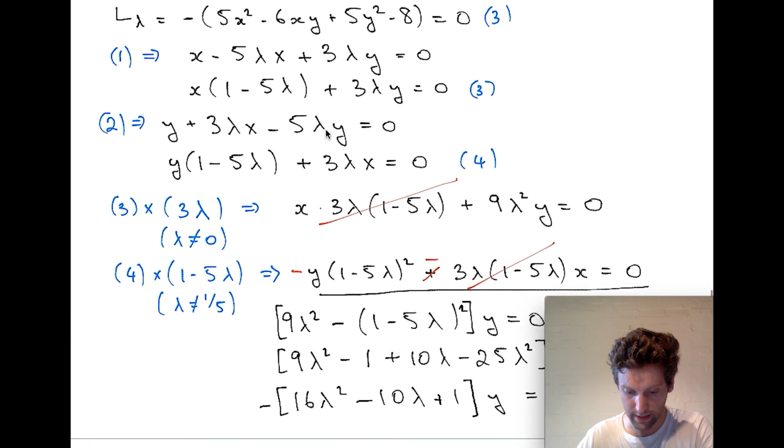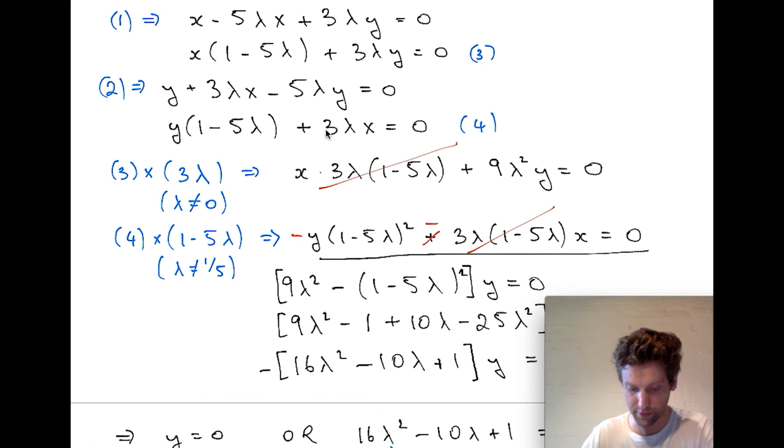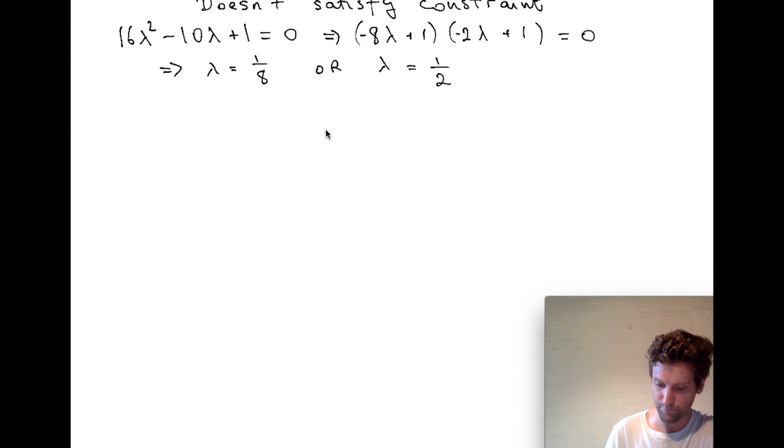Let's go back and take a look at our original expressions for x and y in terms of lambda. We're going to substitute those values of lambda into those equations there to get an equation for x in terms of y. And then we're going to substitute that into our constraint and solve for x and y. So let's start off with lambda is equal to 1/8.